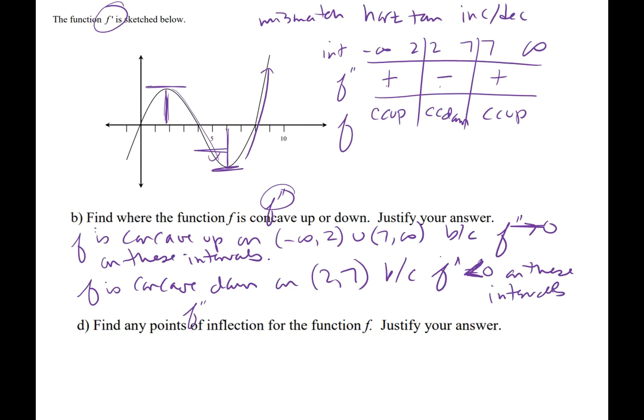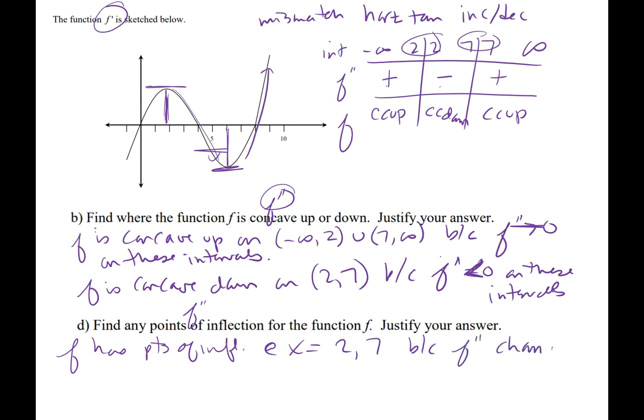All right, and then points of inflection would just be the 2 and the 7. So f has points of inflection at x equals 2 and 7, because f double prime changes sign at these values.